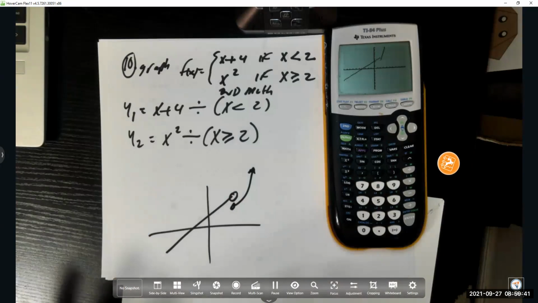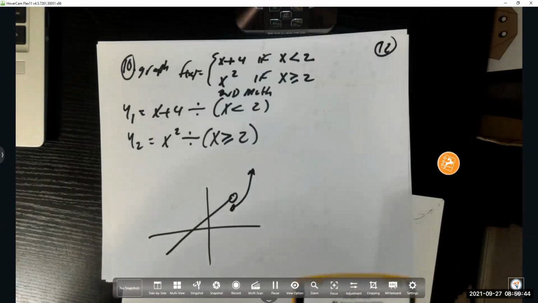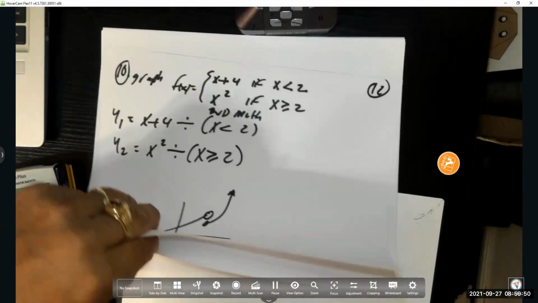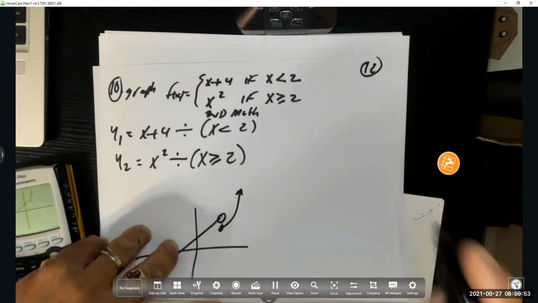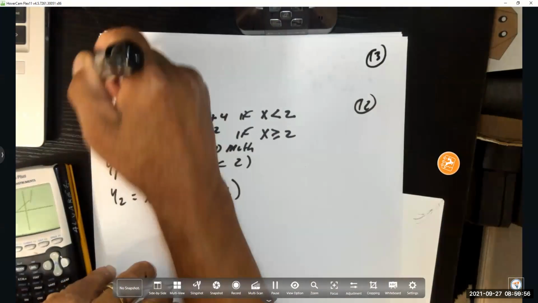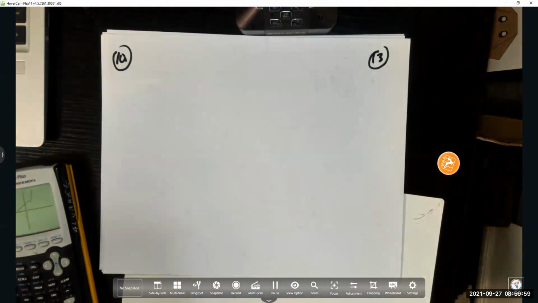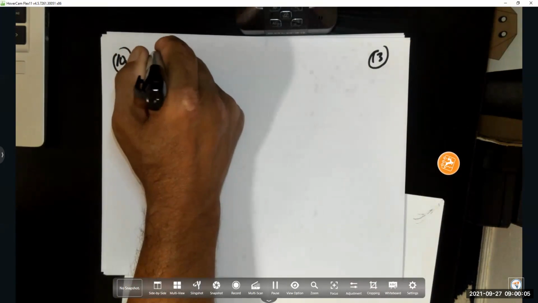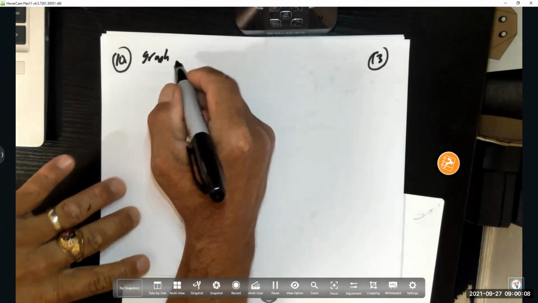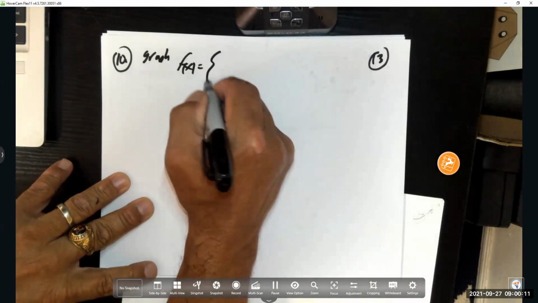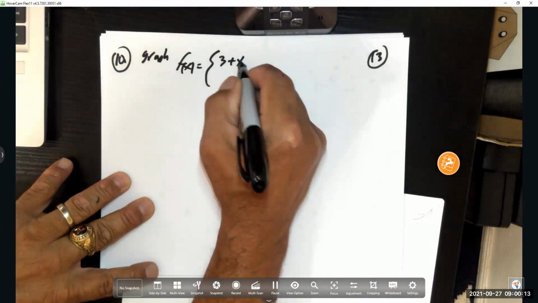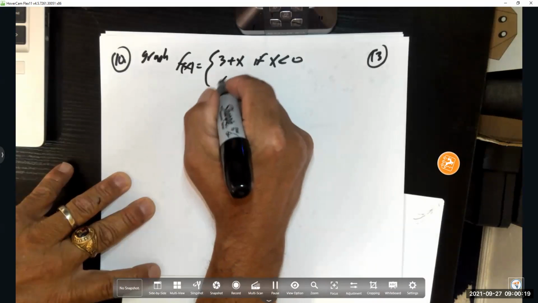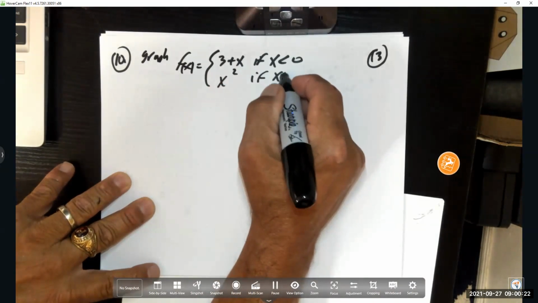Okay. All right. So now that we got those two things done, I'm gonna do the one for your test. Let's go to page number 13. All right. So page 13. This is your number 10. I'm gonna get it from my math lab now. Number 10 says graph. It says f of x is 3 plus x if x is less than 0. And the other one is x squared if x is greater than or equal to 0.